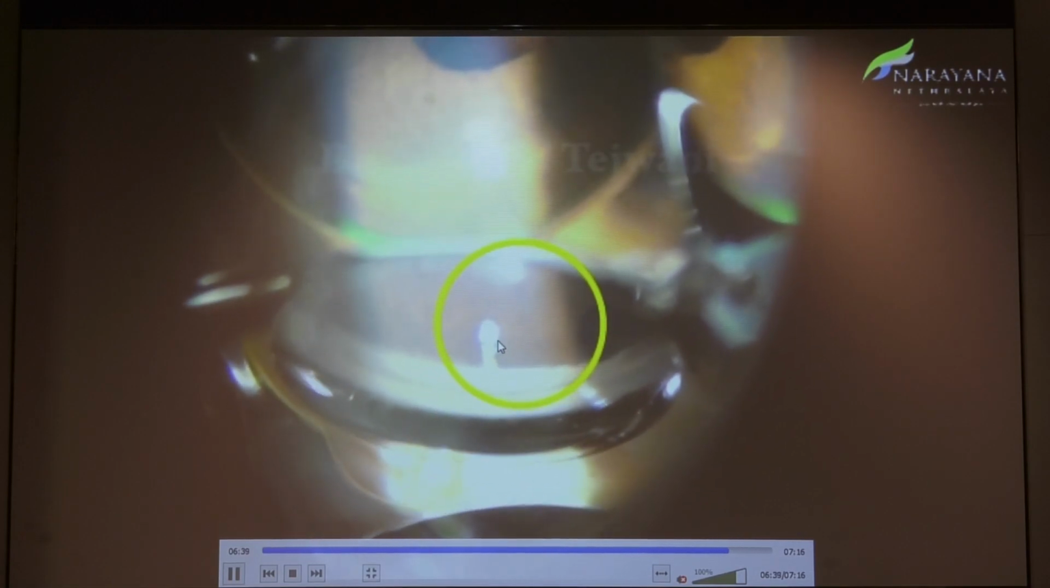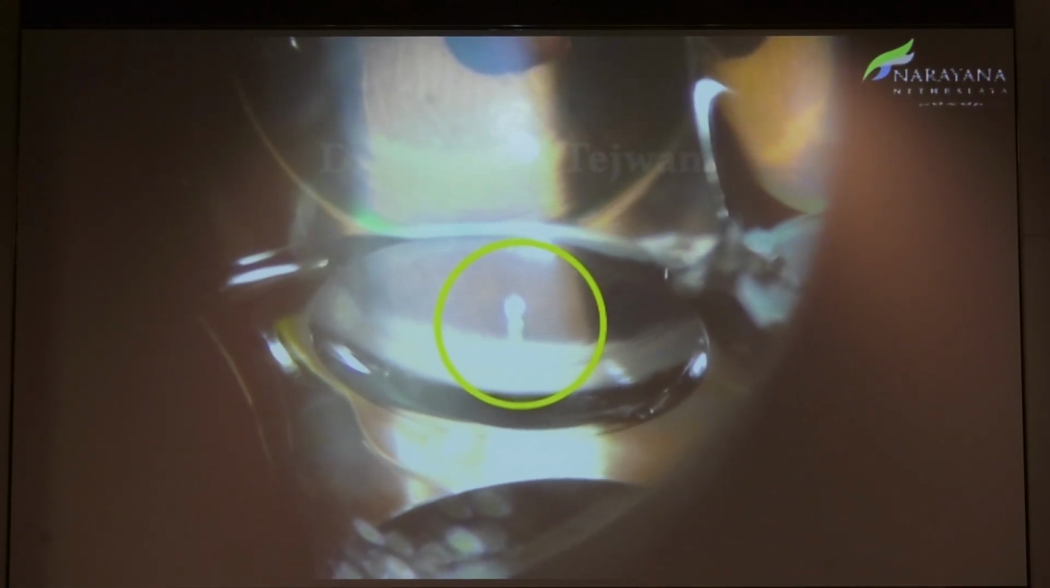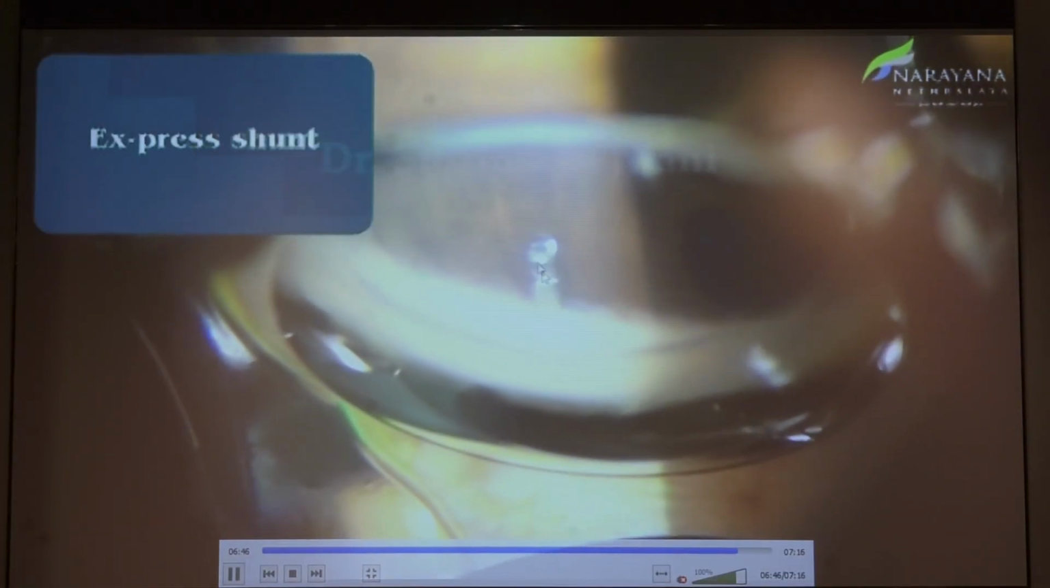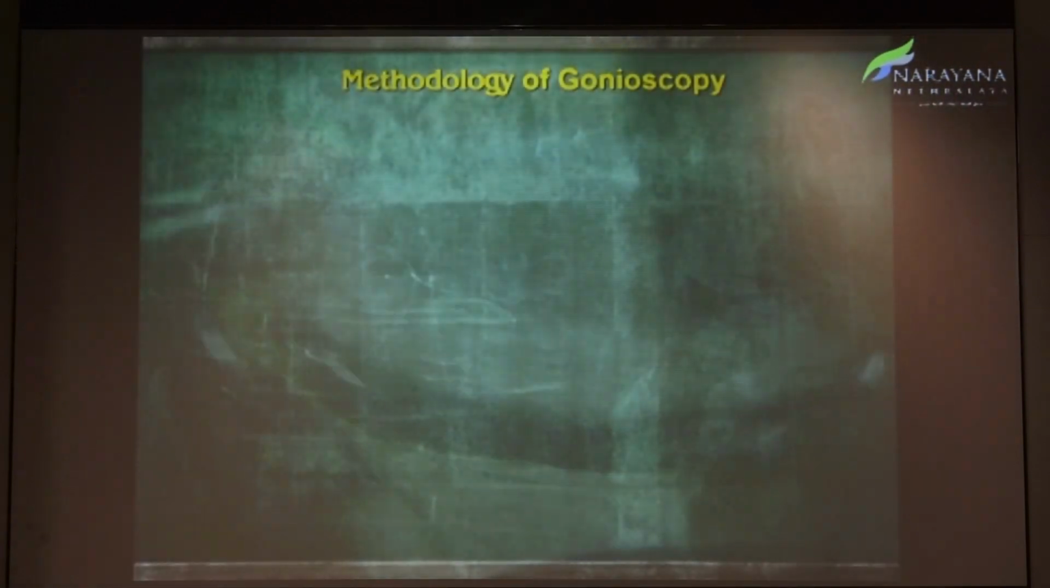This is one of the Express shunt tips that you can see on gonioscopy. So sometimes you can miss it if a small area is not looked at. So there's a steel implant Express shunt that can be seen.